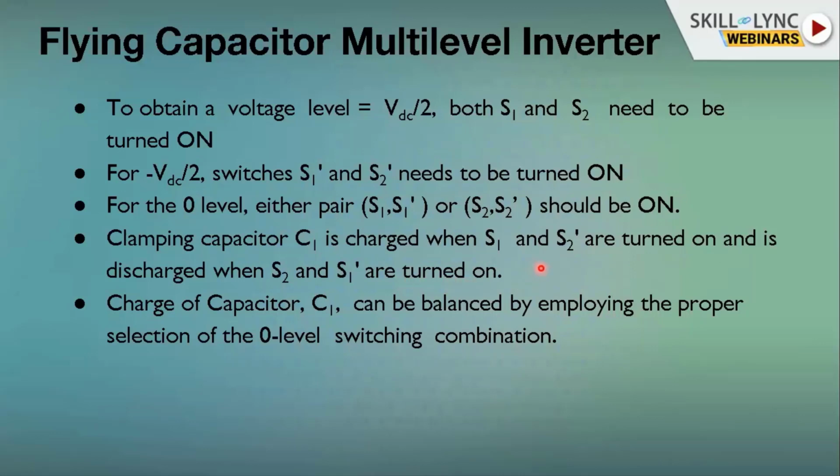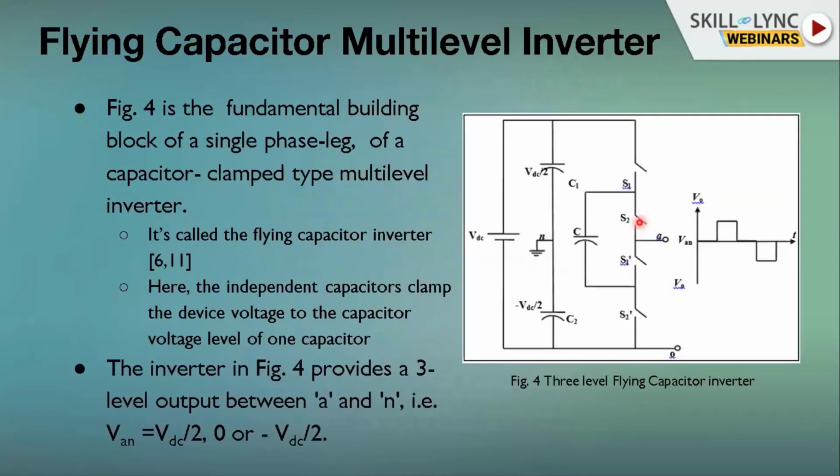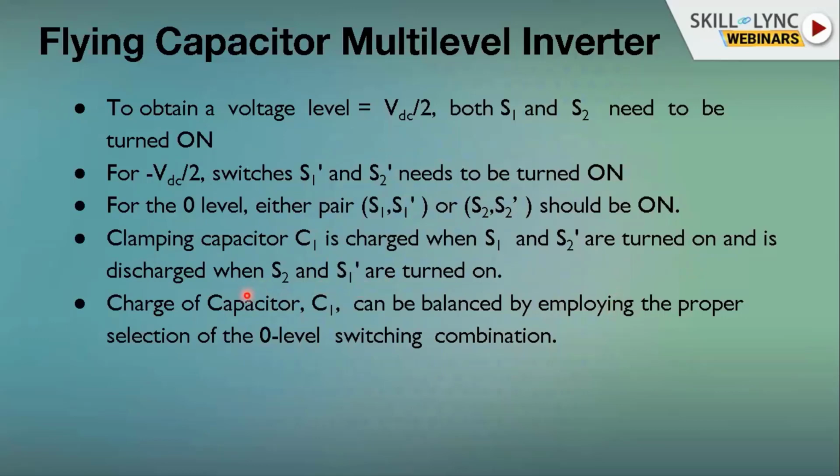So if I just go back, S1 and S2 dash will turn it on. So this will provide a path for charging it, and the other combination, which is S2 and S1 dash, will provide a path for discharging it. Because it's a capacitor, when it sees the load, it will obviously discharge. And then again, you need to charge it back to get it ready for the next. The charge of capacitor C1 can be balanced by employing the proper selection of the zero level switching combination.